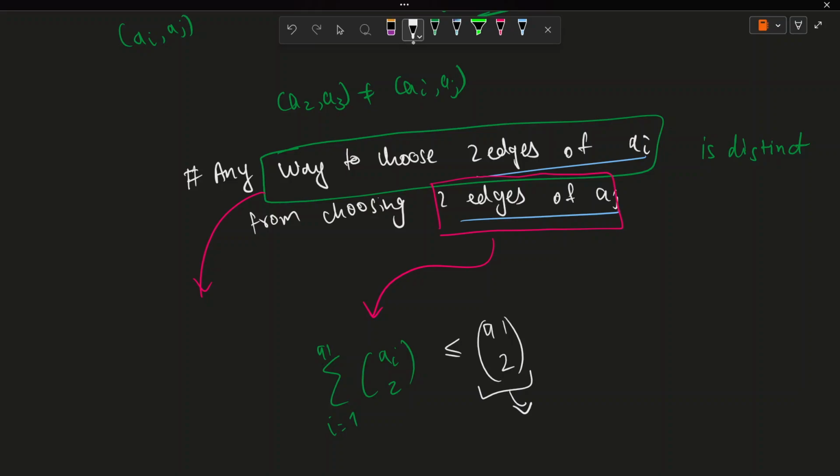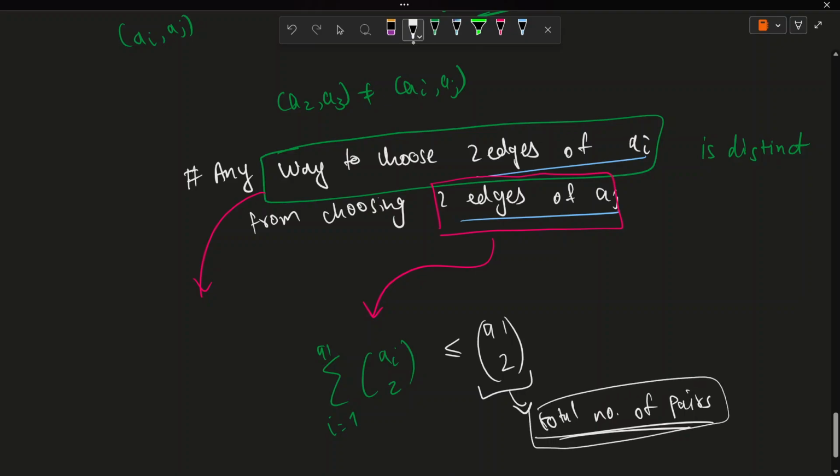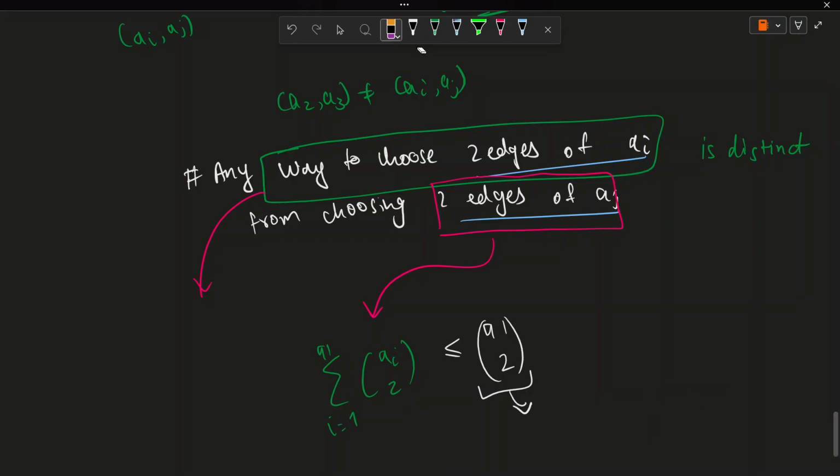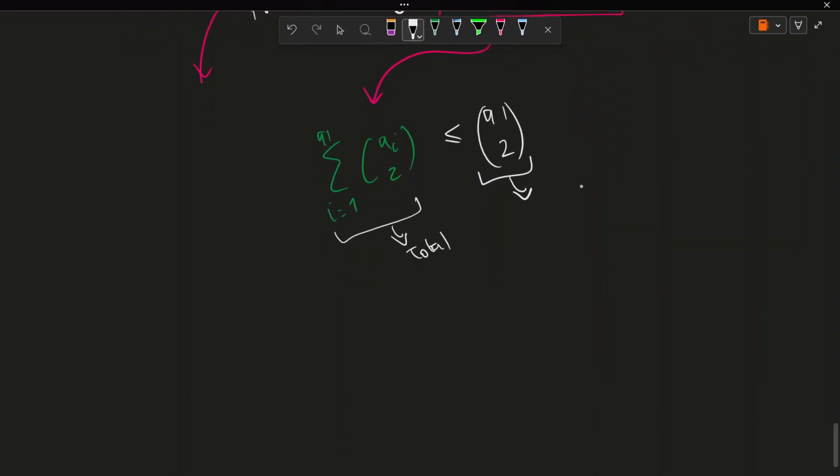91C2. See, 91C2 is the total number of pairs from 91 elements, and these are the pairs of edges we are choosing to be adjacent to ai. Because each ai choose 2 counts for a different pair, this represents the total pairs which are adjacent to a vertex.